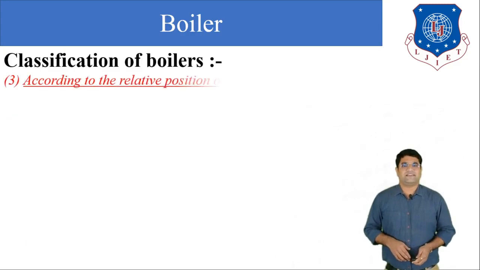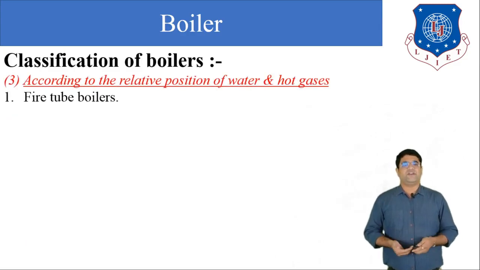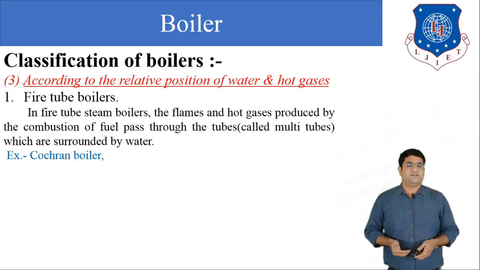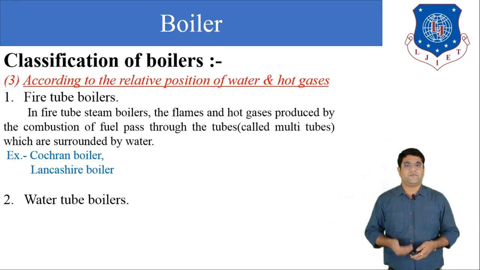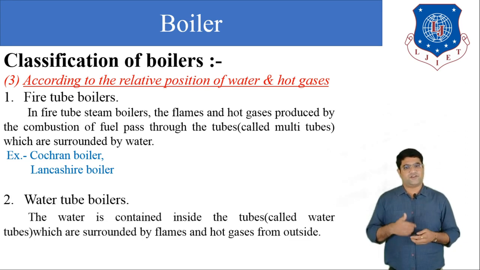Now our next type of classification is according to the relative position of the water and the hot gases. According to this, we can categorize it into the fire tube boiler and the water tube boiler.